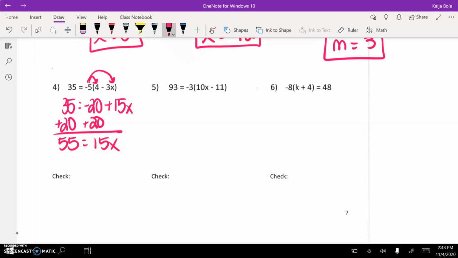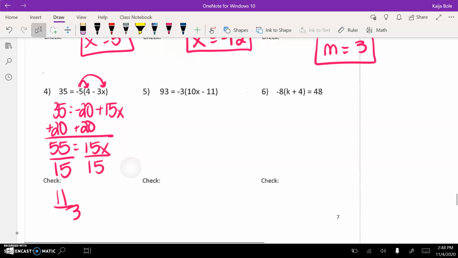So now I would divide by 15 on both sides, and it's not going to come out pretty, and that's okay. You can just leave it. You can simplify it, I guess. We can divide by 5, so it would be like 11 thirds. Oops. 11 thirds. Or you could say 55 15ths, either one.